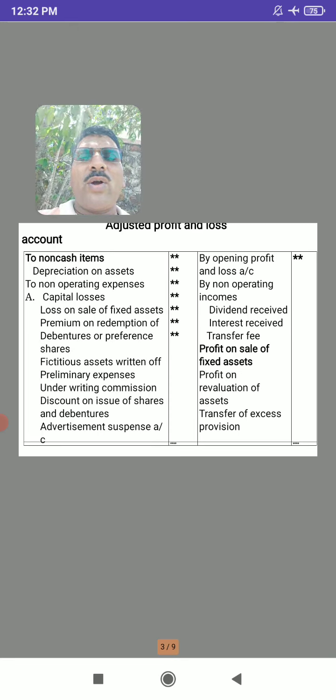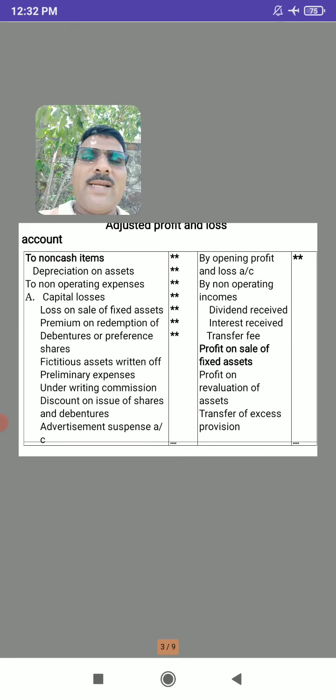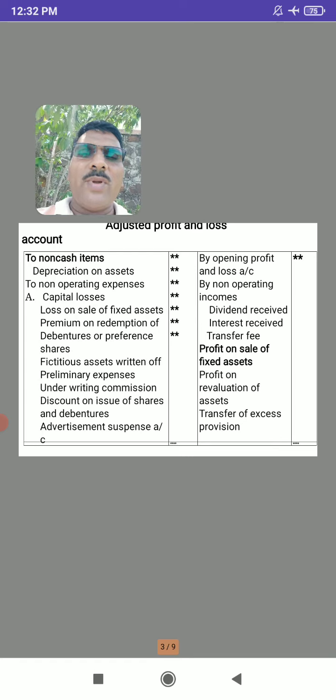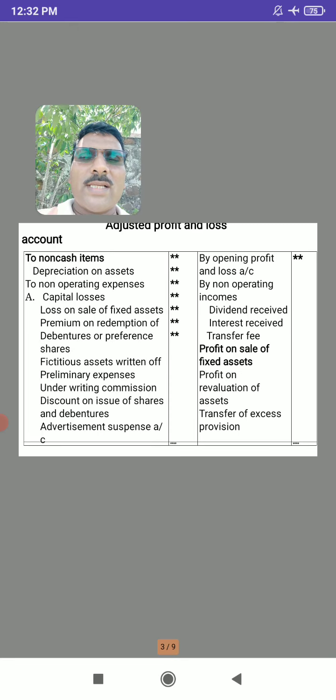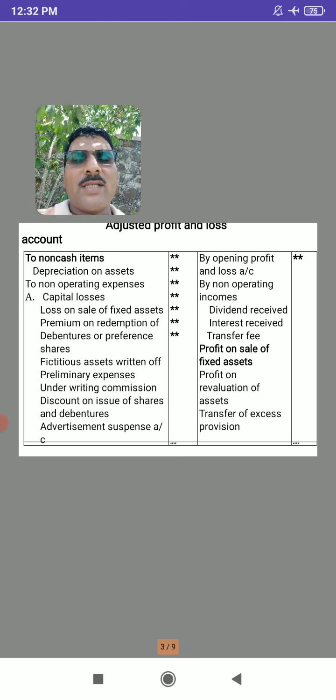Such items are recorded on the income side or the credit side, and all the expenditures that we make, or what we pay out, when the cash goes out, are called expenditure, and these are recorded on the debit side of the adjusted profit and loss account.